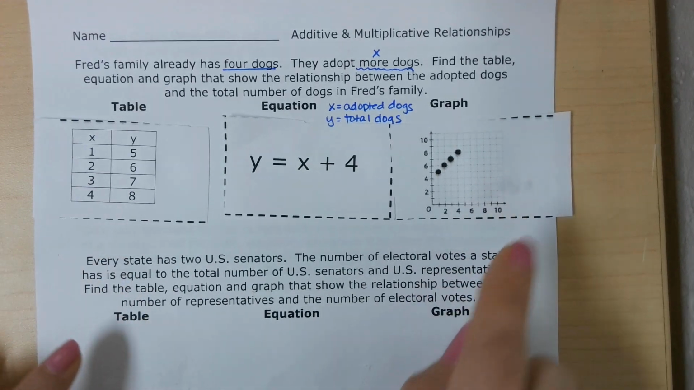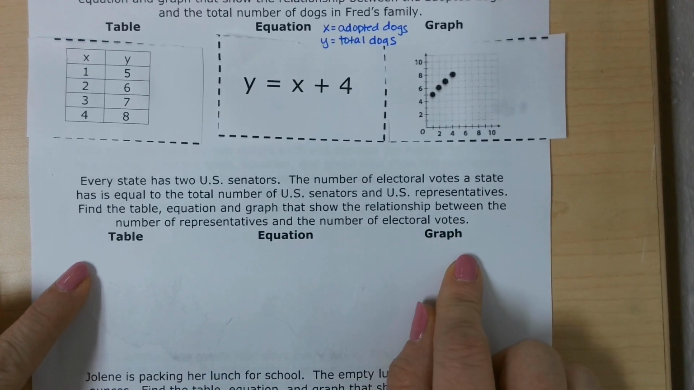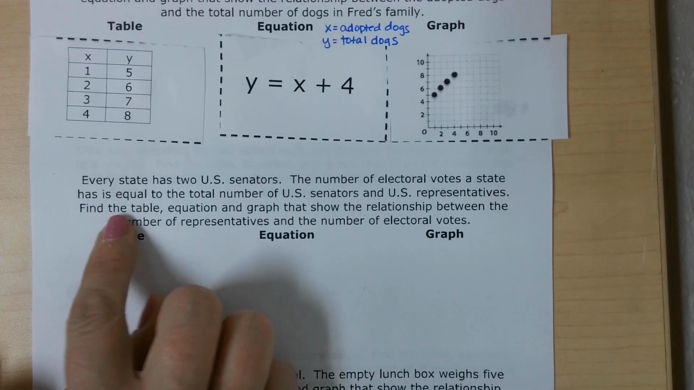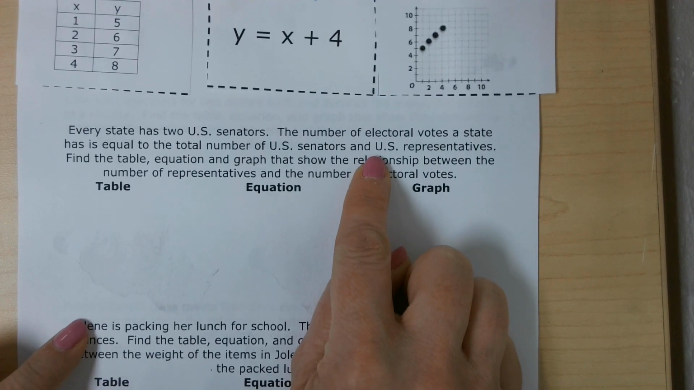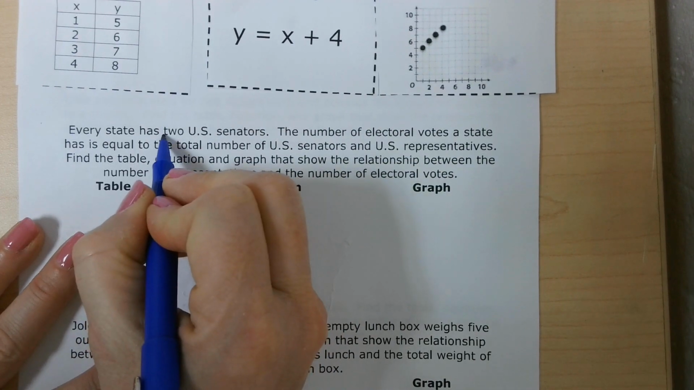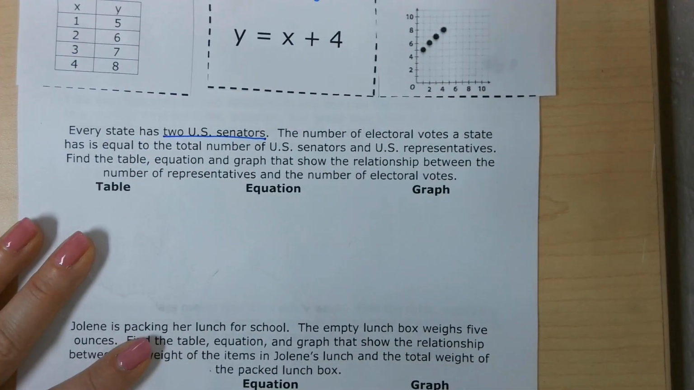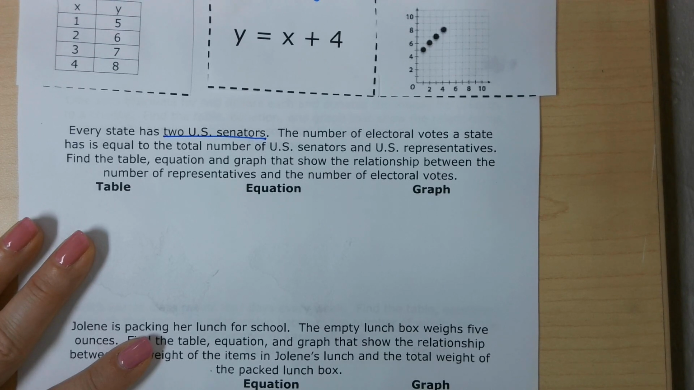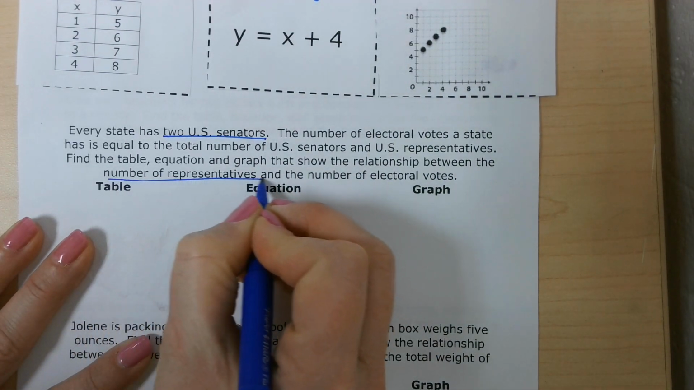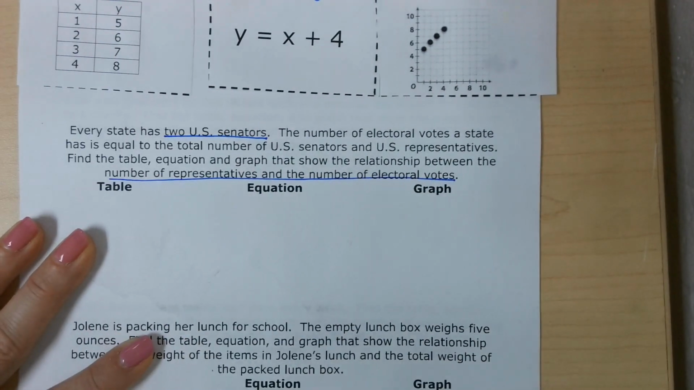Okay, so we're going to look into the second one. We had begun this one and ran out of time, and I rushed too quickly. So if you had glued down the ones that I had originally thought, we need to read this a little bit more carefully and look at our clue words. Every state has 2 senators. The number of electoral votes that a state has is equal to the total number of U.S. senators and U.S. representatives. Find the table, equation, and graph that show the relationship between the number of representatives and the number of electoral votes.